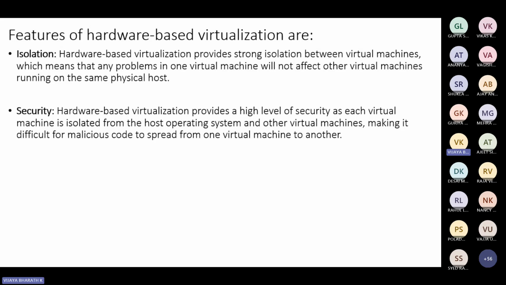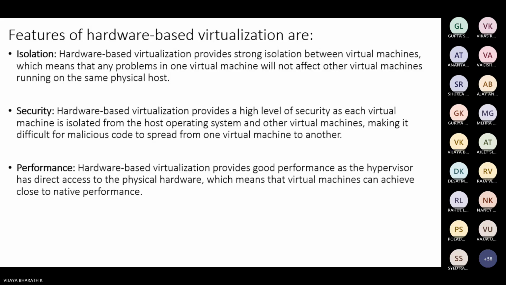Next is security. Hardware-based virtualization provides a high level of security as these virtual machines are isolated from the host operating system and other virtual machines as well, which are running on the same host. So even if one machine gets infected, it will not affect the other machine. Next is performance. This virtualization provides good performance as the hypervisor has direct access to the physical hardware, which means that virtual machines can achieve close to native performance.